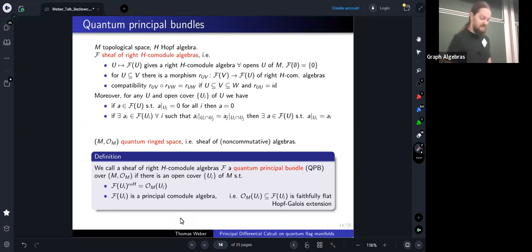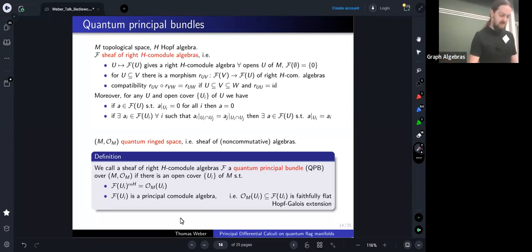So this definition, okay. Also here, one more maybe problematic word is those sheaves. They are sometimes called quantum principal bundles, while we have seen that quantum principal bundle also applies to the Hopf-Galois case, right? So here we say that a quantum principal bundle on a quantum ringed space is a sheaf F of right H-comodule algebras that is locally a faithfully flat Hopf-Galois extension.